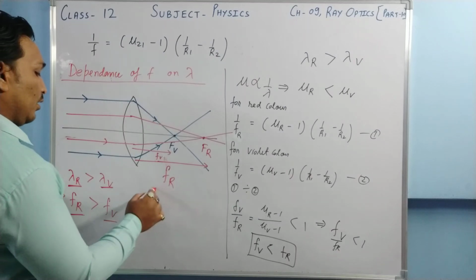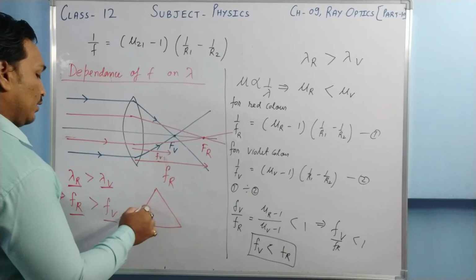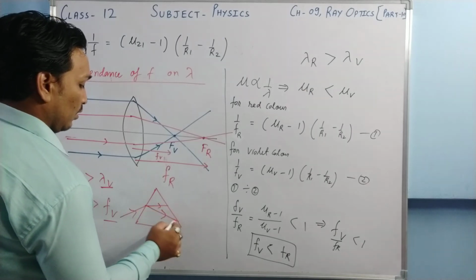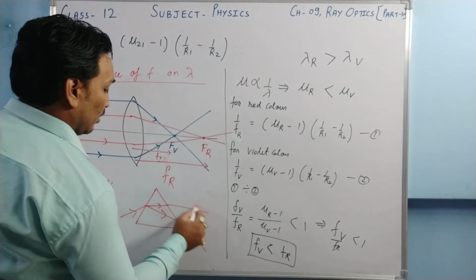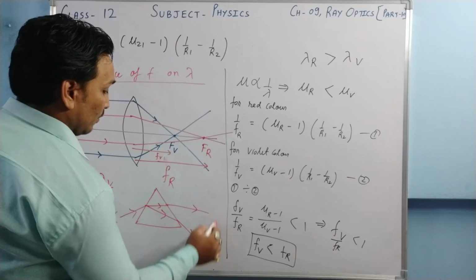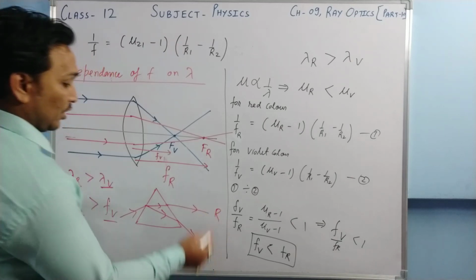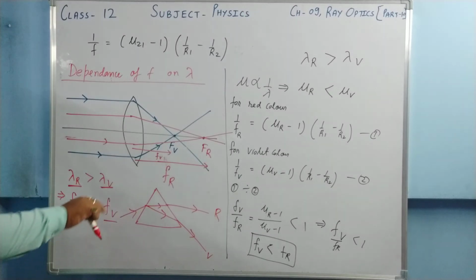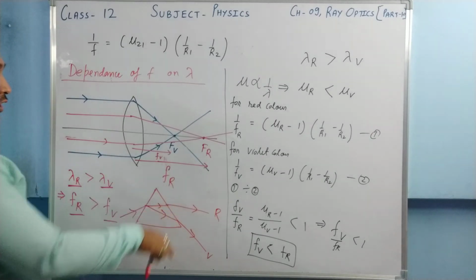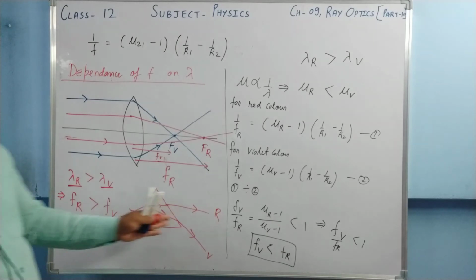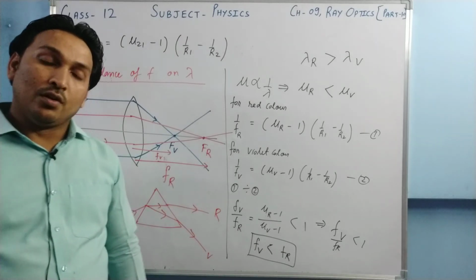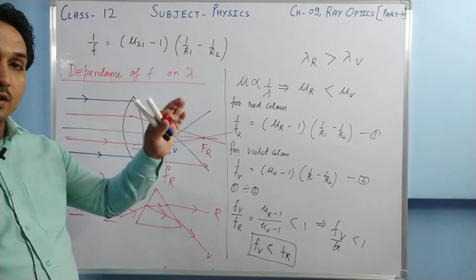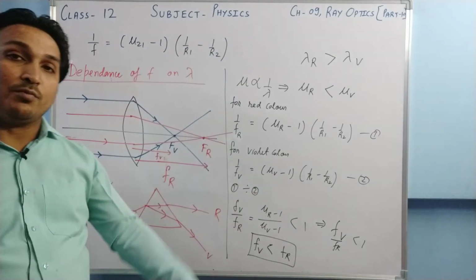Just see, if we make the prism and try to understand the dispersion of white light, I hope you must be knowing the color spectrum, Vibgyor. The extreme colors are violet and red. The violet color is the one which is most deviated and the red color is least deviated. Violet color has less wavelength, red color has greater wavelength.